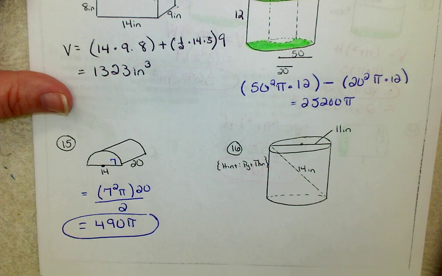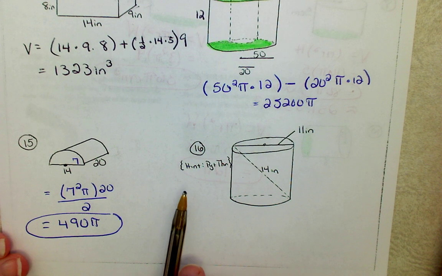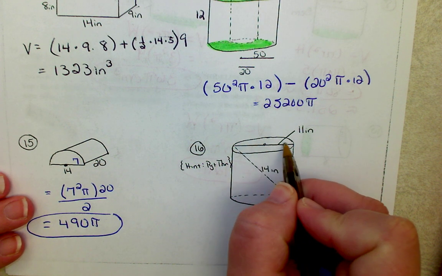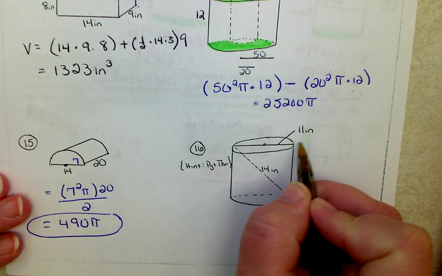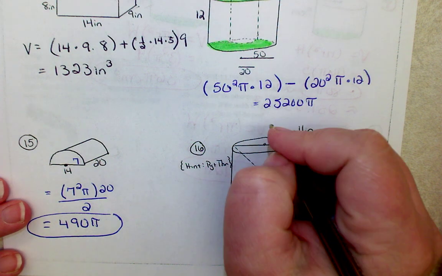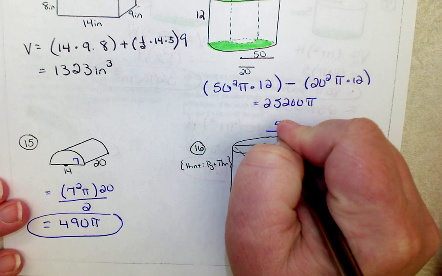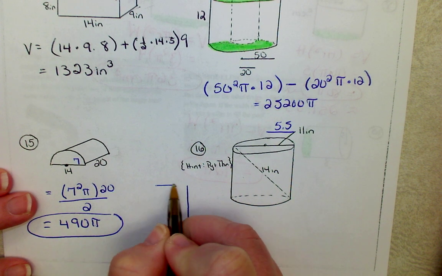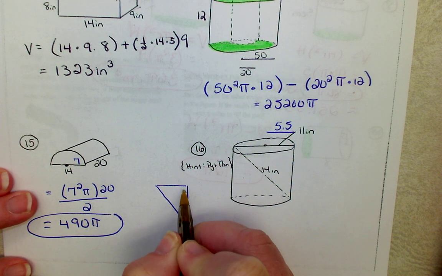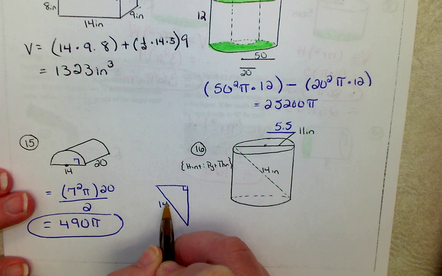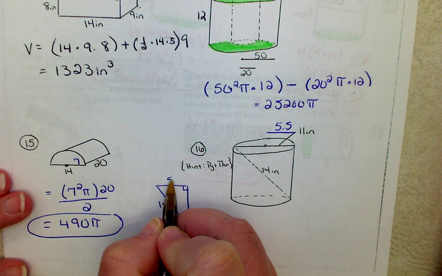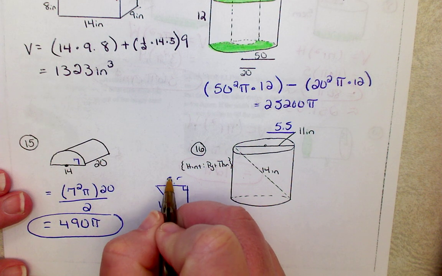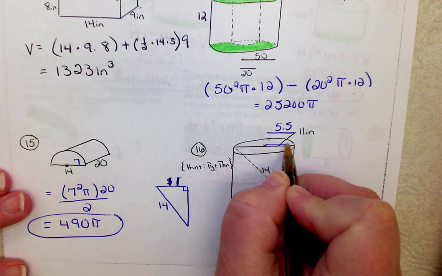And finally, for number 16, notice I gave you a little hint. We've got to use the Pythagorean theorem. The diameter is 11, so half of that would be 5.5. Okay, so coming right here, let's see what we've got. This is 14. This is 5. Oops, actually this would be 11. My bad on that one. I'm jumping ahead of myself.